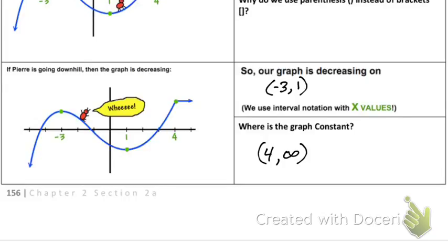Is he constant or is he going uphill at 4? Both. Technically it's both or neither. It depends on which way you're looking. Is he continuing going up or is he? So you will never ever use brackets because at that one point both things could be occurring or neither could be occurring. All right? So we always use parentheses.